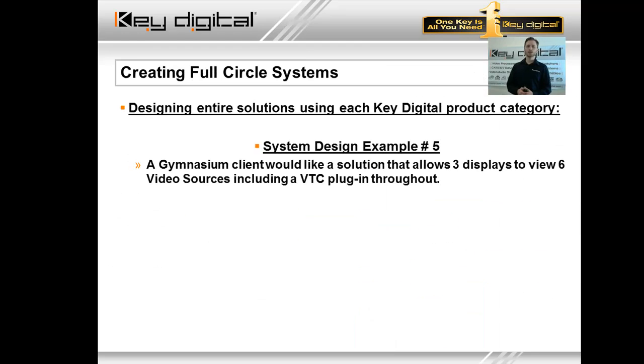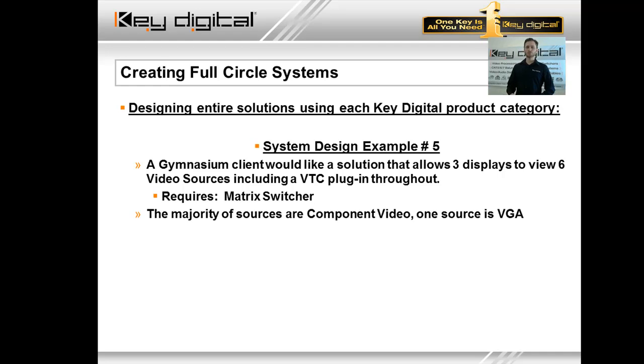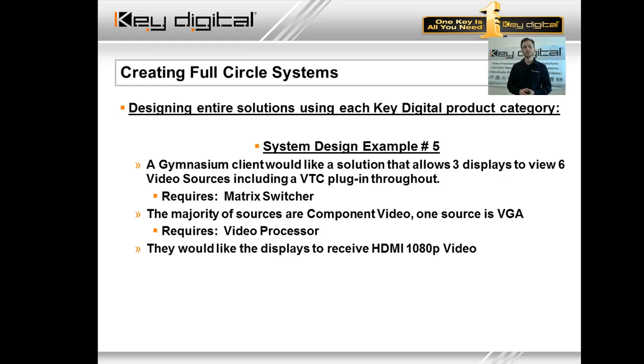Here is system design example number 5, which is a gymnasium. This is a gymnasium that would like a solution allowing 3 displays to view 6 video sources, including video conferencing plugin throughout the gym. When we have many sources and many displays, we're going to use a matrix switcher. The majority of the sources are actually component video. 1 source is VGA. As we know, that means we're going to need a video processor anytime we have to format sources. They'd like the displays to receive HDMI 1080p video.